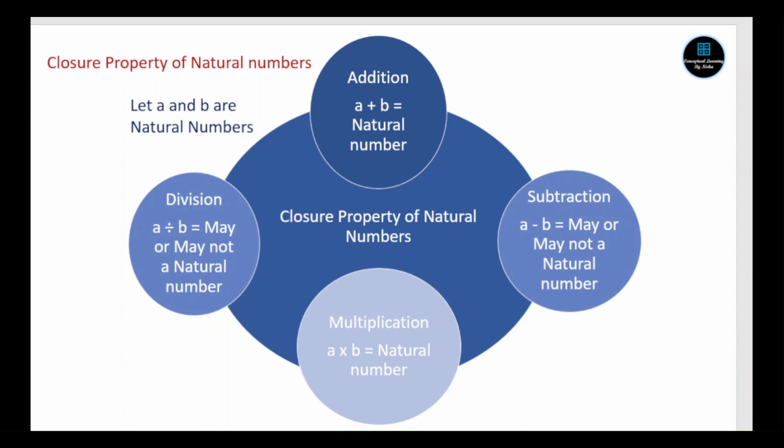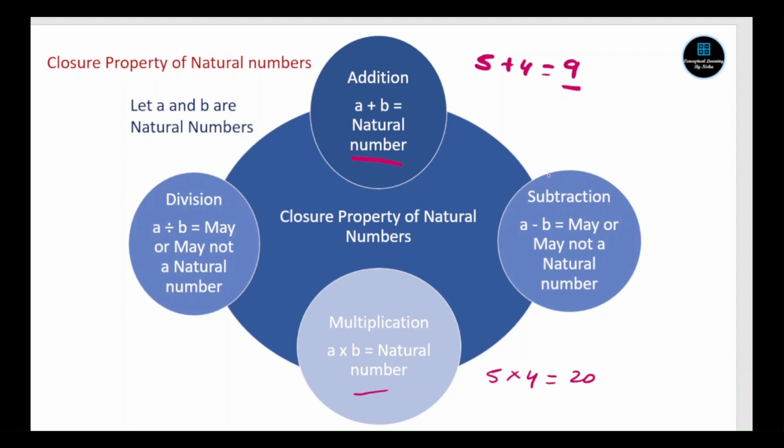Now what do you mean by a closure property? When you add two natural numbers, you will always get a natural number, right? So that's the closure property of natural numbers. Let's say I take 5 and 4. If I add them, I'll get 9. So 9 is also a natural number, right? So this is the closure property. Now when I talk about multiplication, that is valid again. 5 times 4, I'll get 20.